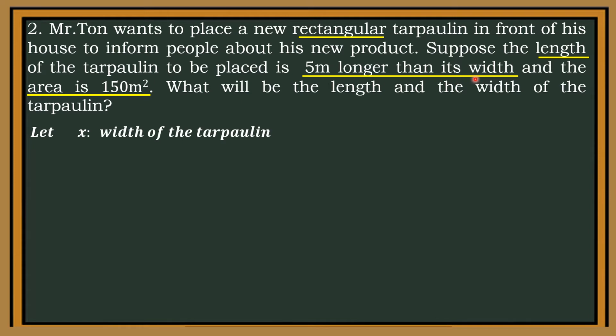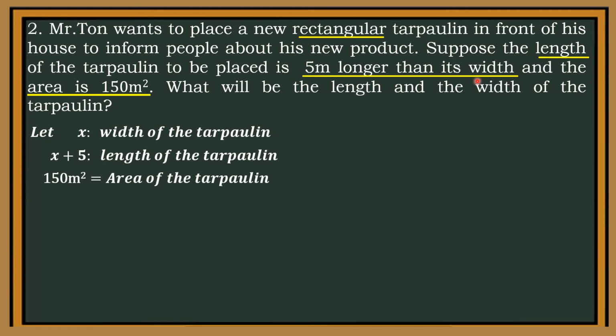Then, translate natin to. 5 meters longer than its width. So, that is x plus 5. That is the length. And the area is 150 square meters. Since ang pinag-uusapan natin dito, area at saka rectangular tarpaulin. So, kunin natin ang area ng rectangle, which is length times width. Then, substitution tayo. A, that is 150. Your length, that is x plus 5. And your width, that is x. So, this is now the equation.